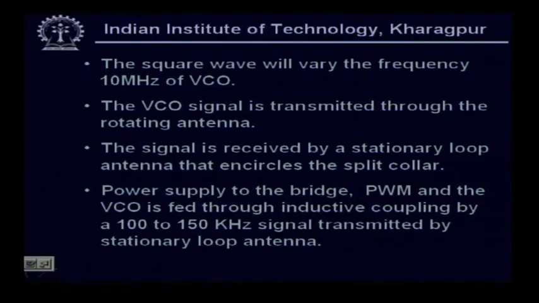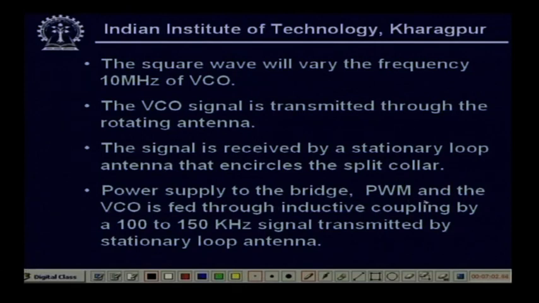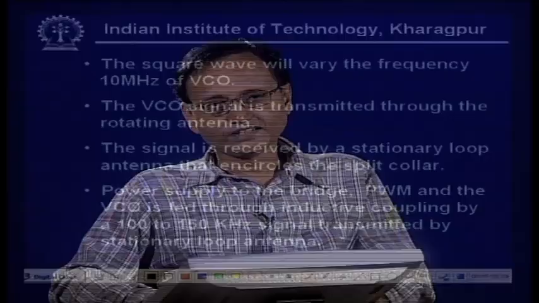The power supply to the bridge, you see here, the PWM pulse width modulator and the VCO, because we are assuming that the low pass filter is incorporated within the pulse width modulator, and the VCO is fed through inductive coupling by a 100 to 150 kilohertz signal transmitted by the stationary loop antenna. Okay. There is no battery we are providing as such, because the Wheatstone bridge needs some excitation, is it not? All that excitation we are giving through a stationary loop antenna, which has a frequency of 100 to 150 kilohertz, and the other frequency, the VCO frequency, is quite high, it is 10 megahertz.